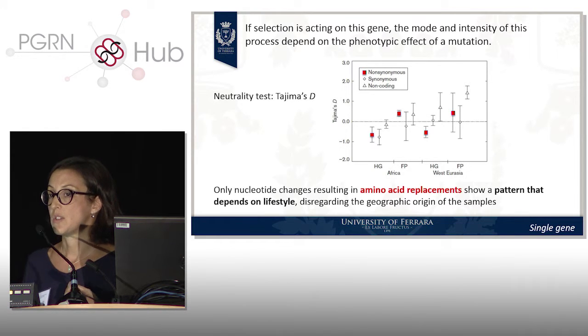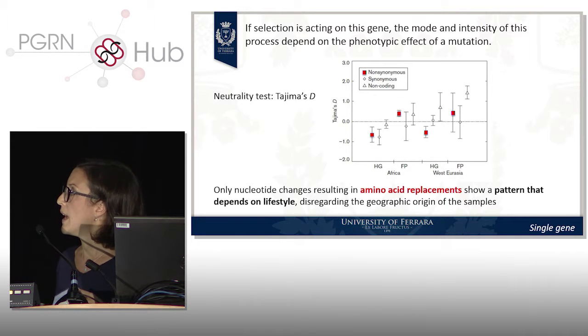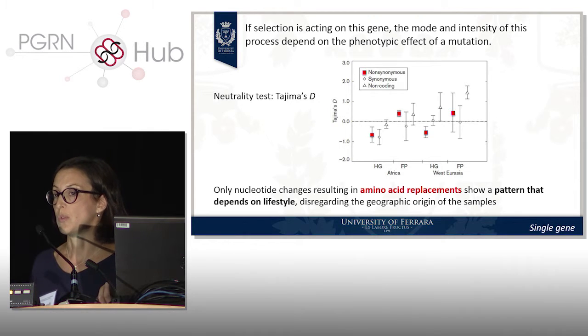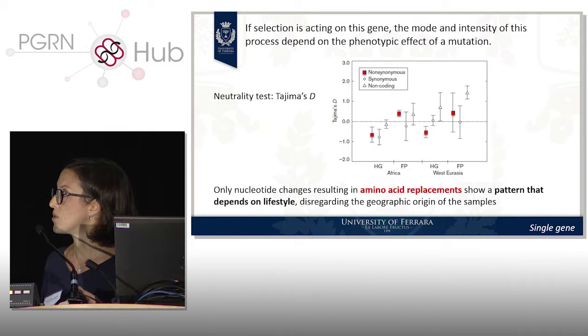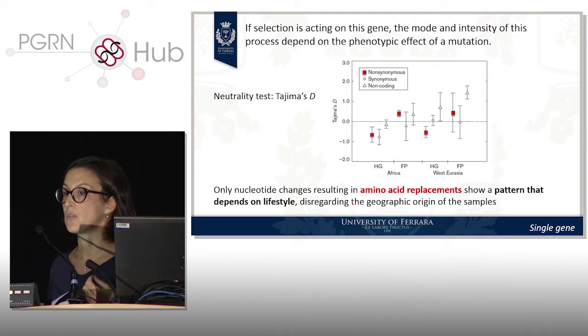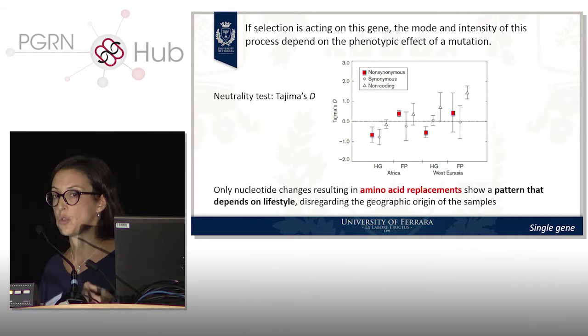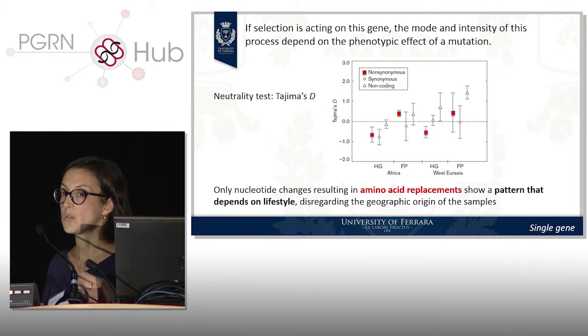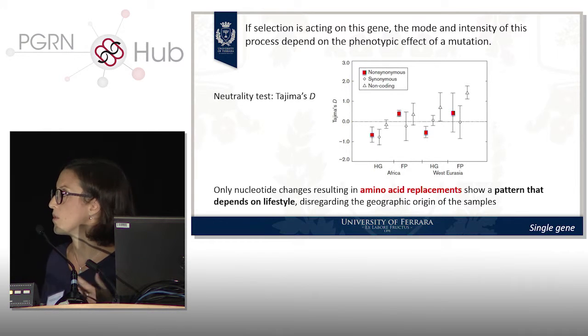But then if selection is acting, then selection is acting on phenotypes, of course. And so we wanted to see whether, by dividing the mutations that we found in this gene, we could see a different effect of non-synonymous mutations, which are those mutations that really affect the phenotype. Of course, this is a rough definition, because we have heard, especially during these 2 days, that non-coding mutations can also be very important in terms of phenotype. But here we use this definition, which is kind of conservative.